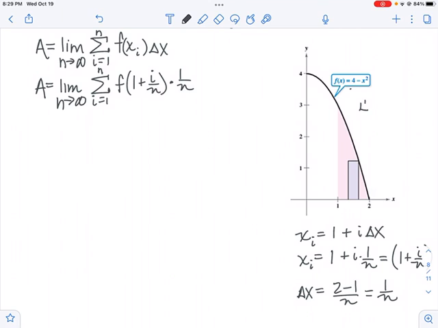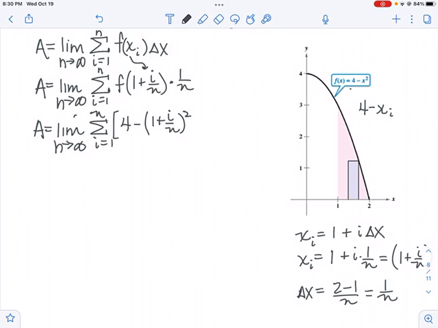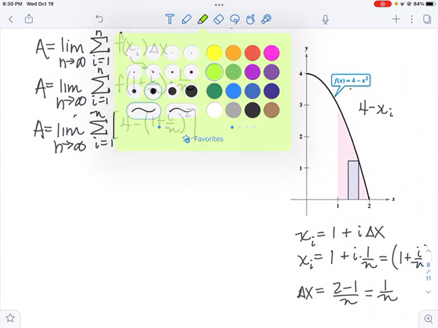Okay, so now remember your function is 4 minus, so what you're really looking to put in there is 4 minus x sub i, right? So we have our x sub i already substituted in here in the functional notation. So we now have area is equal to the limit as n approaches infinity of the summation from i is equal to 1 to n of, then I'm using the function, I'm going to use a bracket here. So it's going to be 4 minus, and then it's going to be the quantity. Here's my x sub i going in, 1 plus i over n, and it's going to be squared. So there's my function, f of.